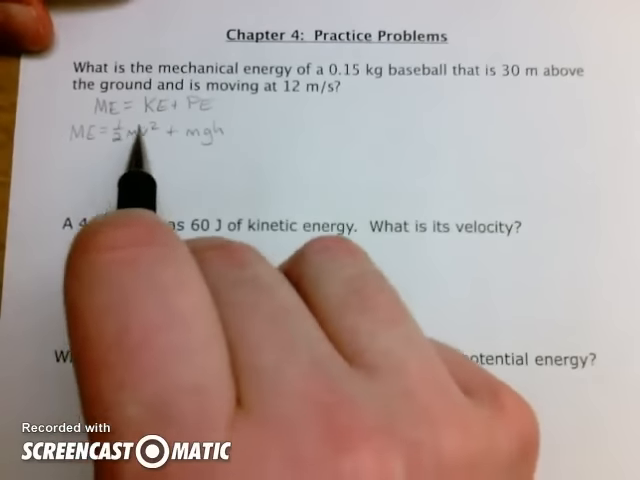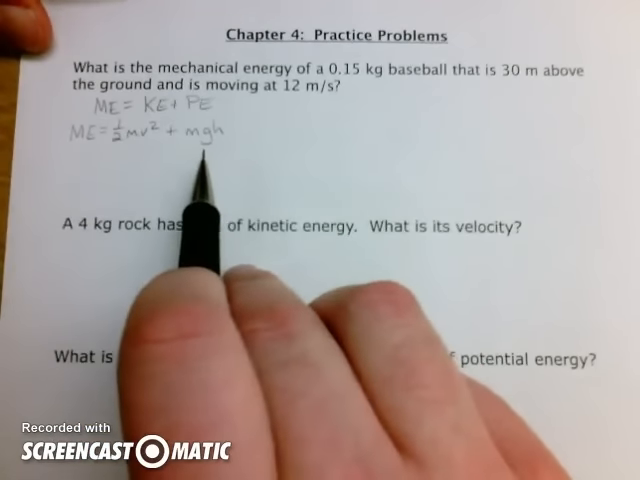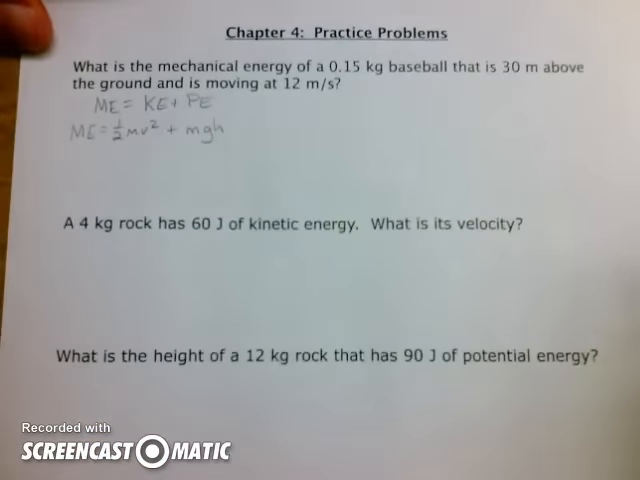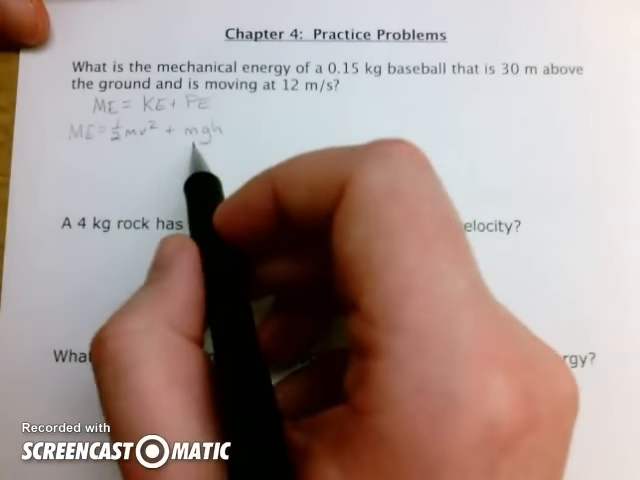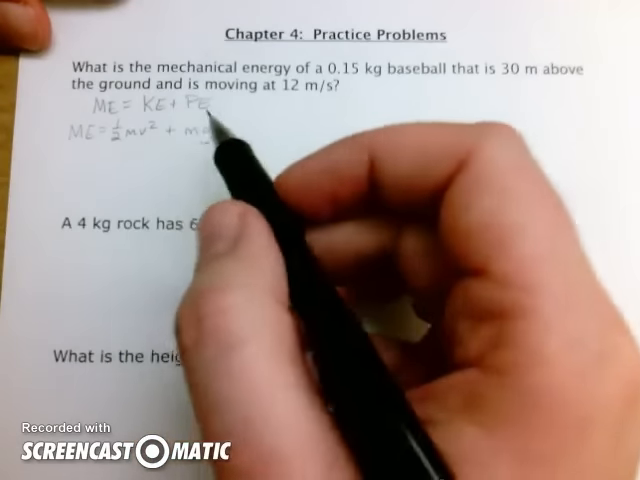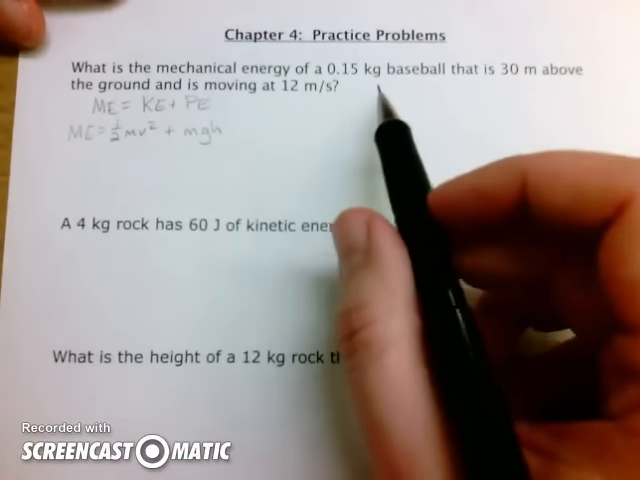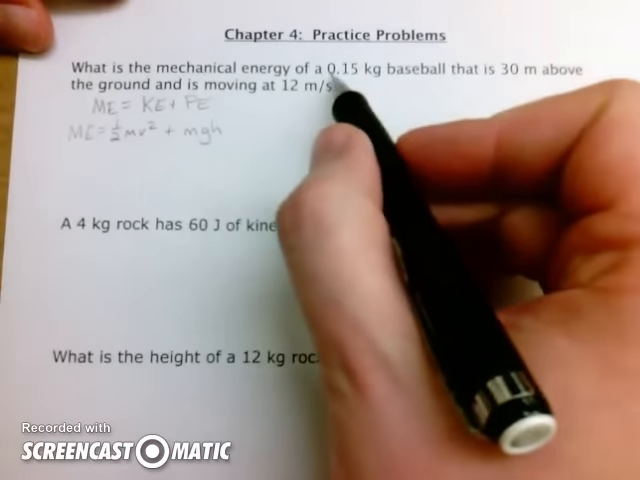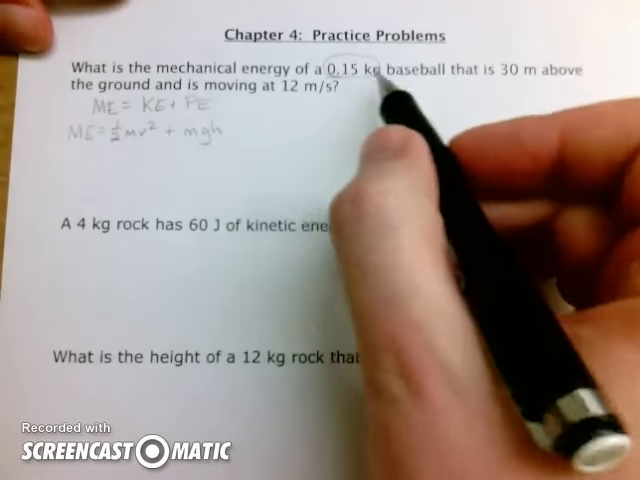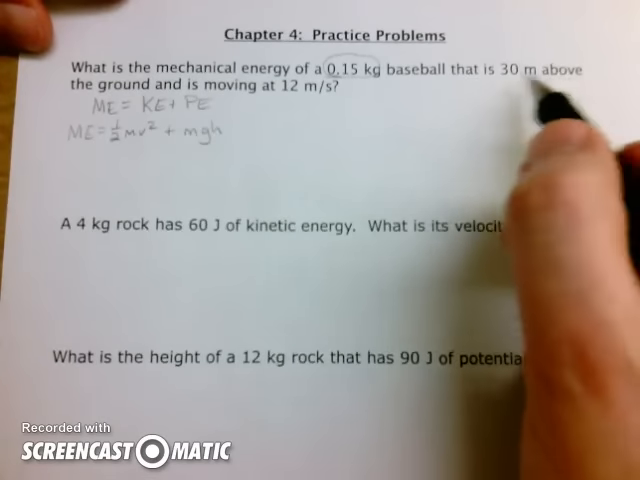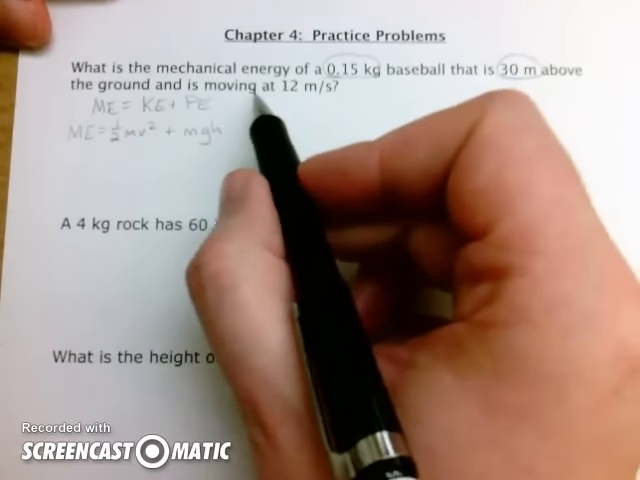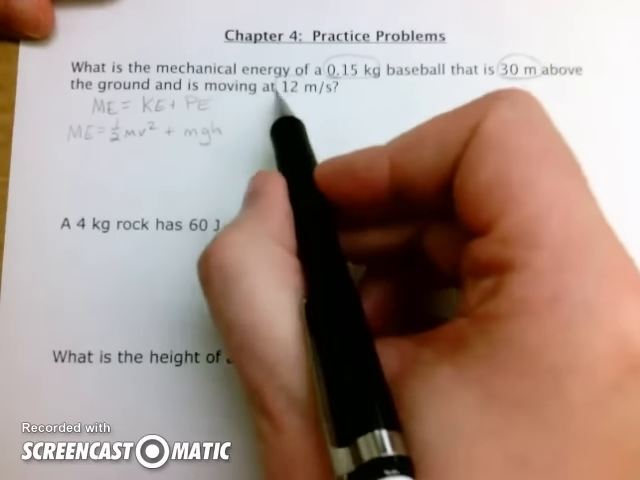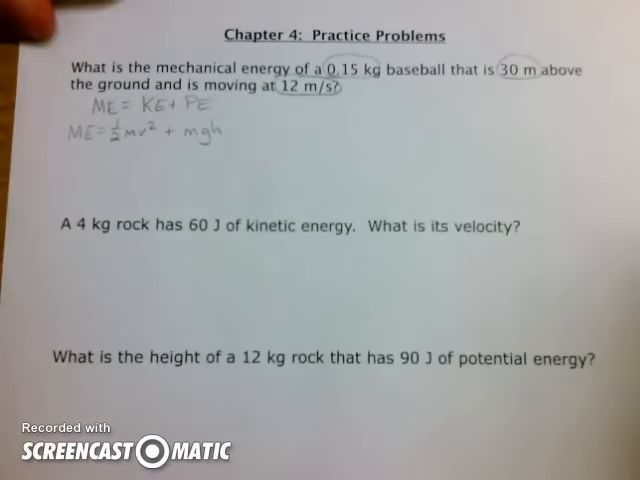All right, this is your kinetic energy. This is your potential energy. Okay. Well, you might ask yourself, what the heck is m? What's v? What's m? What's g? What's h? All right. Well, those come from our problem statement. This is our mass. Okay. Kilograms is mass. 30 meters above the ground, so that's my height, and it's moving at 12 meters per second. Well, meters per second is a velocity.